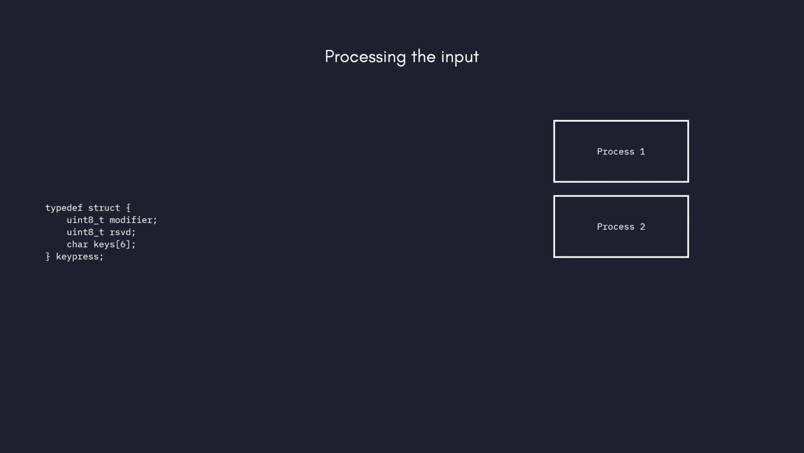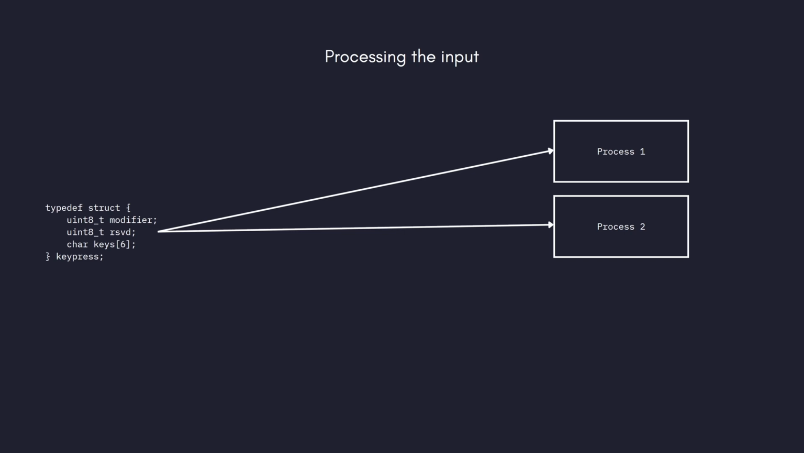But let's imagine that we have 2 processes running at the same time. Do we just send it to both of them? Well, not really. Imagine that process 1 is actually asking the user for a password. Should we allow process 2 to also read that password because we're sending all input to all processes? Well, probably not.